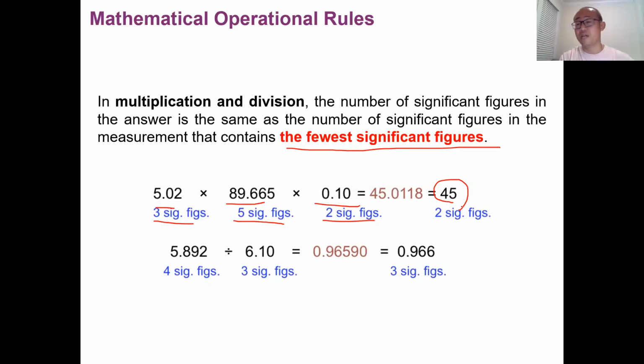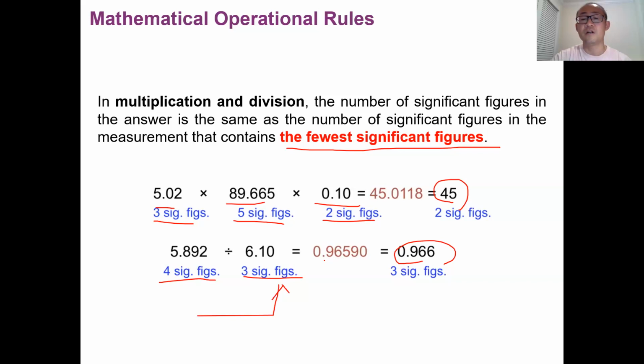So the answer is 45, 2 sig figs. Okay, this one is dividing, 4 sig figs, 3 sig figs dividing. And the final answer, again, keep what? The fewest number of sig figs, which is 3 sig figs.